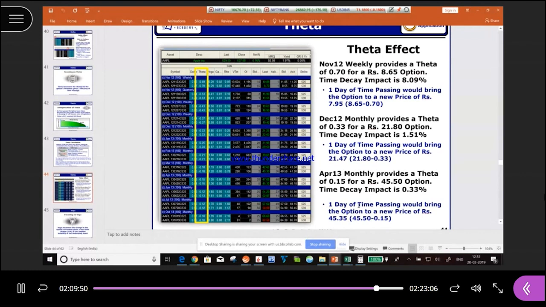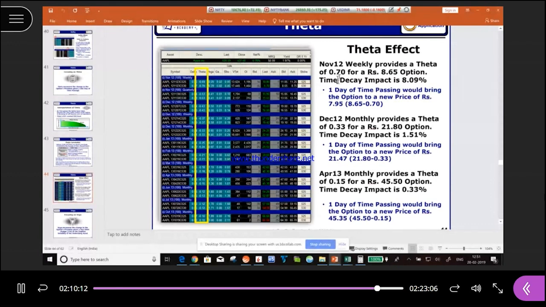How can we calculate time value of premium with options Greeks? You don't have to calculate time value from options Greeks. Greeks tell you the impact on the time value because of these parameters. If you want to calculate time value, it is premium minus intrinsic value.